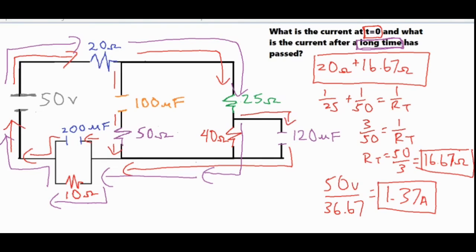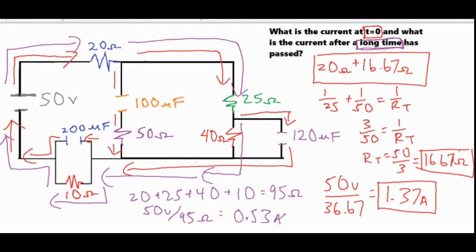So this time, when we sum up our resistors, we basically have a 20, 40, and 10 all in series with one another. And the 25 as well. So the 20, 25, 40, and the 10, which is going to leave us with 95 ohms total. So much more resistance. And then we're going to use Ohm's law once again. And then we're going to do 50 volts divided by 95 ohms. And that's going to leave us with a current of 0.53 amps.